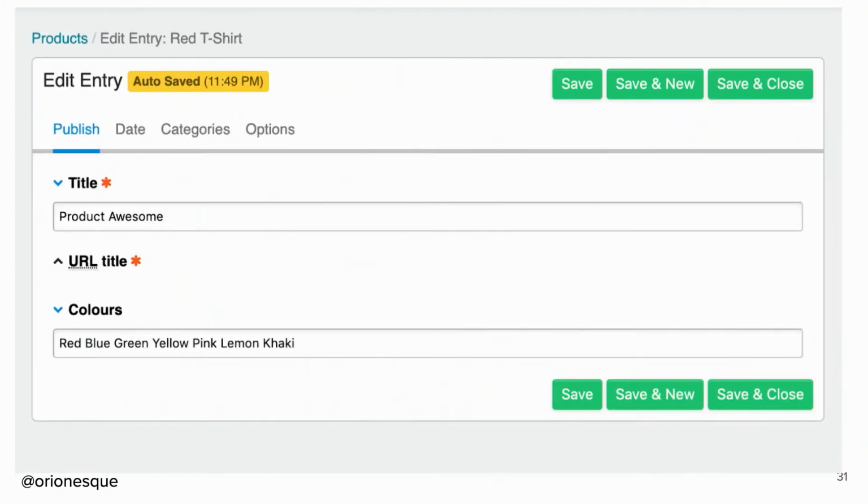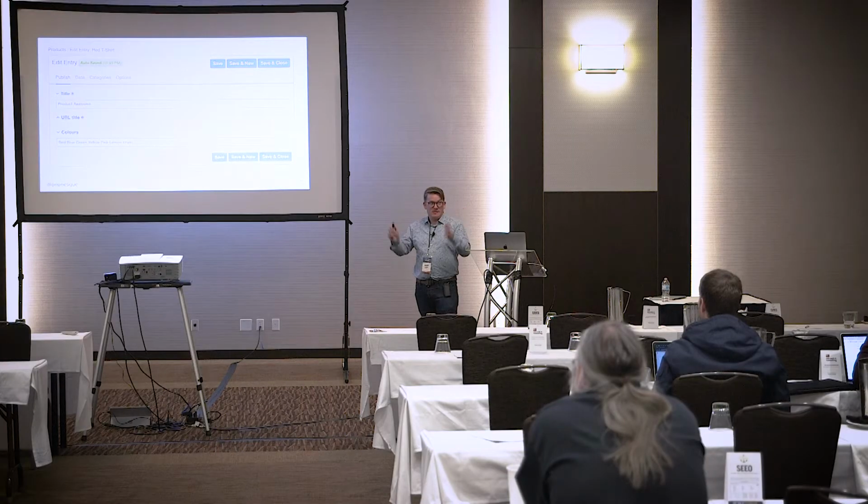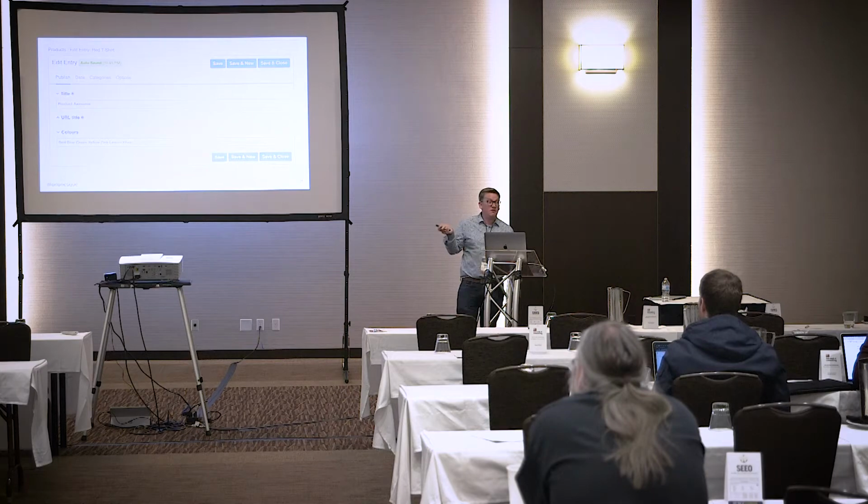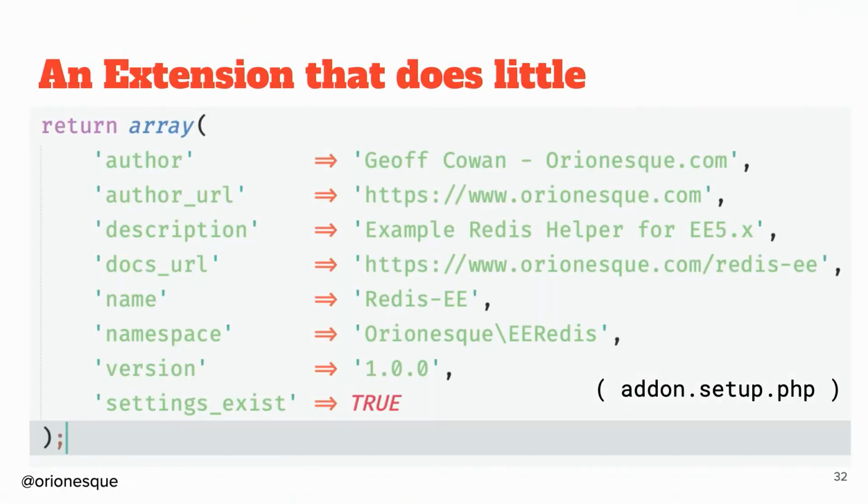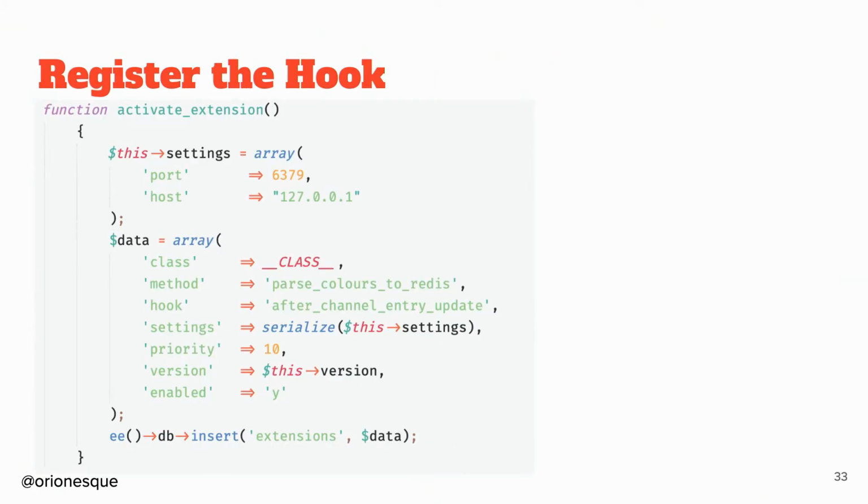Okay. So this is just a really, really easy extension. In this one, all I'm doing is I've got a custom field, which is just a text input, where I've just got a space-separated list. It could be anything else. It's just the easiest way to demo it. And what I want to do is every time these entries are saved, I want to throw this into Redis. So you have an addon.setup.php. We register the hook, a few settings. And with this one, I'm doing after channel entry update, but it could be any one you wish.